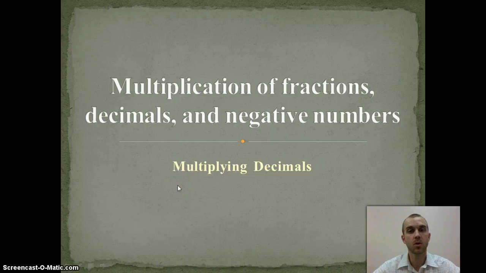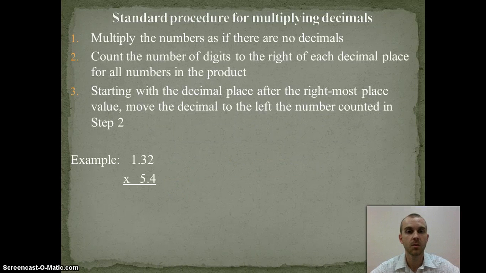In this video, we'll explore multiplying decimals. Now, when we multiply decimals, we first multiply them as if there are no decimals in the problem. Then we're going to count how many digits are to the right of each decimal place for all numbers in our product. Then, with our final solution, we're going to start in the rightmost place value, and we're going to move that decimal to the left how many times we counted in step 2.